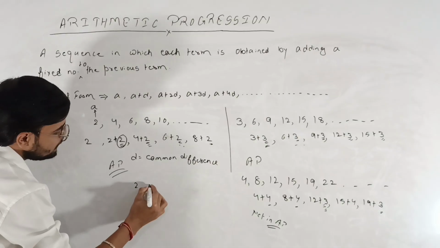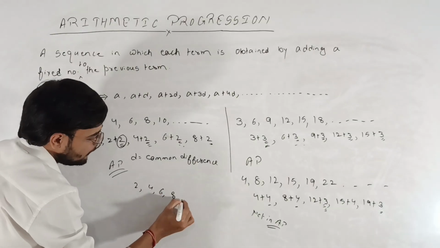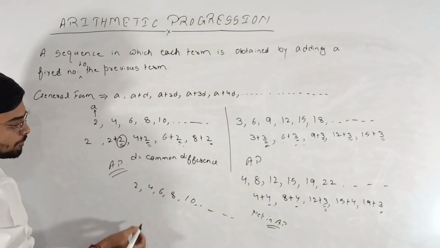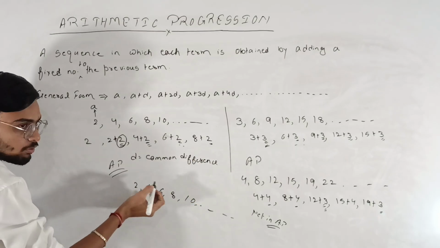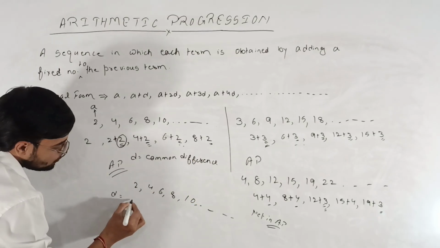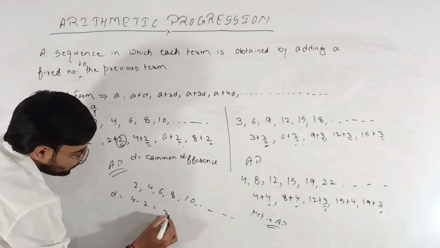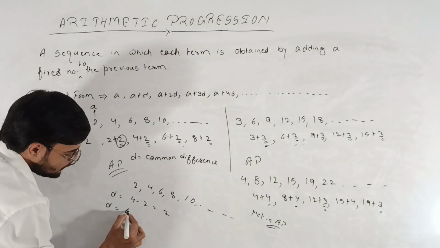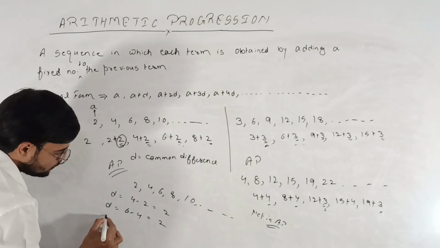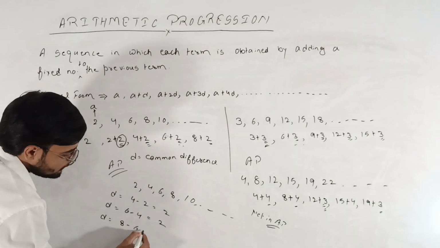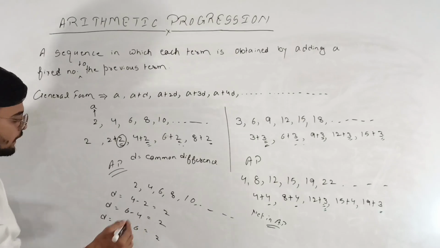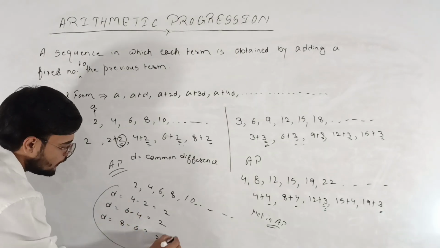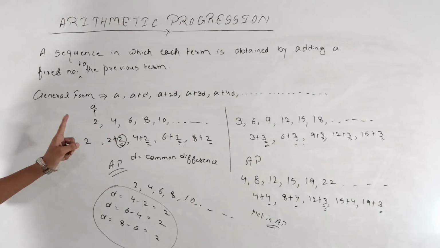Look, my AP is 2, 4, 6, 8 and 10, and so on. For the common difference, I subtract the first term from the second. So D is equal to what? 4 minus 2 is equal to 2. Again I subtract 4 from 6, so 6 minus 4 is equal to 2. 8 minus 6 is equal to 2. Now look, D is always the same, and this D is the fixed number, that is 2 in the case of this AP.